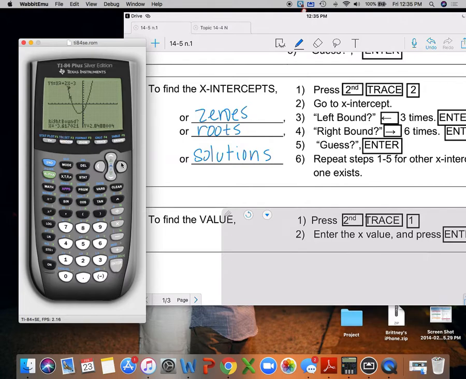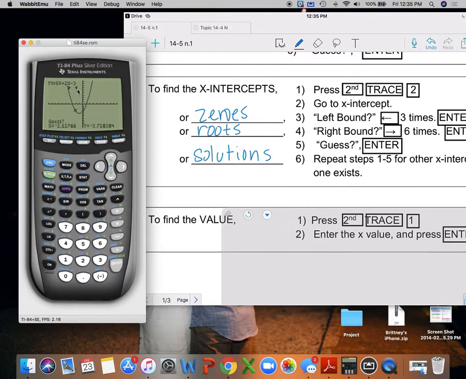Now it says right bound. So from where you're at, you can click right 6 times. 1, 2, 3, and that put us back where we were on the x-intercept. 4, 5, 6. Now some teachers just teach you to go back to the x-intercept and always use 3, or you can use 3 and then 6. But now my x-intercept's here, I'm on the right of it, so I click enter.